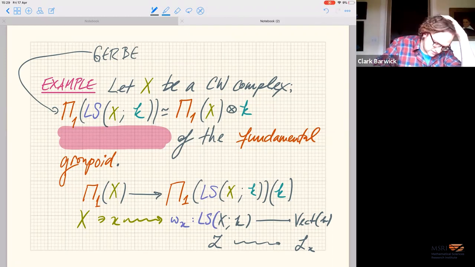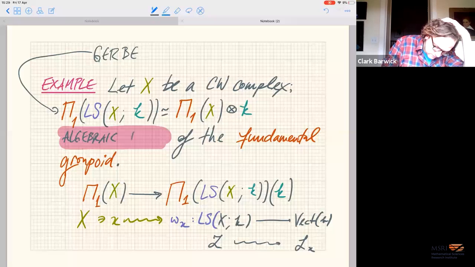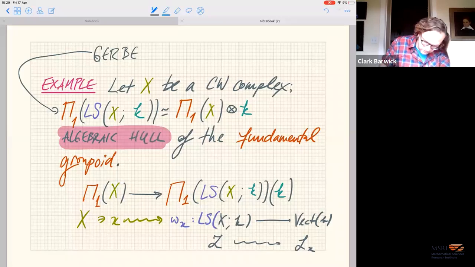And so this has a name. This is called the algebraic hull of the fundamental groupoid of X. Maybe I should emphasize the role of the field here. It's the K algebraic hull of this fundamental groupoid.